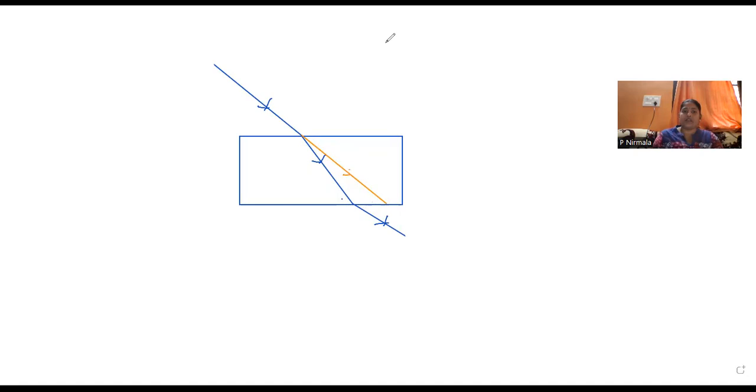Okay, so here we have a normal line, the incident angle and the refraction angle. This is the emergent angle. Here again we have refraction. Okay, so this is the process. So refraction is happening. You understood, I think.